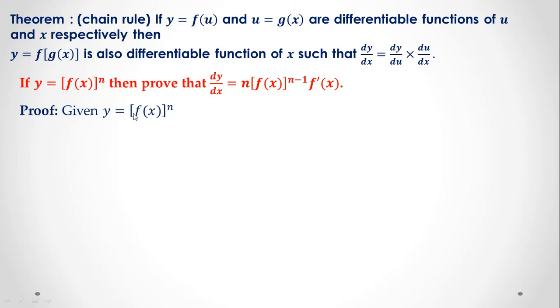So given that y is equal to f of x raised to n, now to get the derivative of this, we will put u is equal to f of x, and hence we get y is equal to u raised to n. To solve this for the derivative, we take u is equal to f of x, and hence what will you get? y is equal to u raised to n.